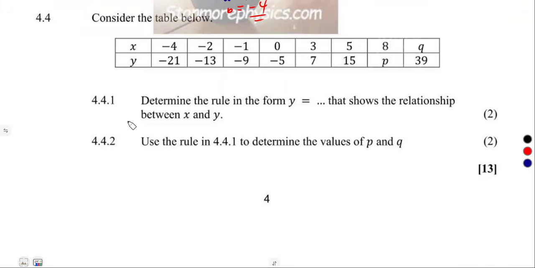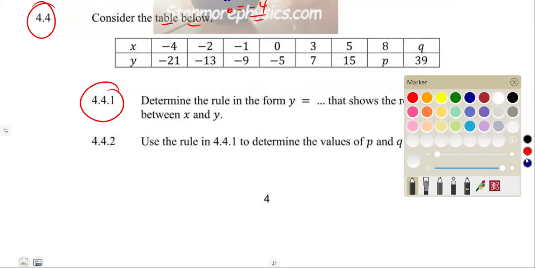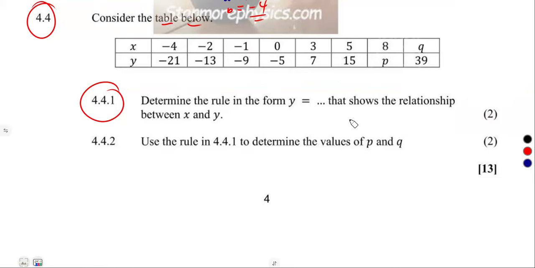All right, let us consider this one, 4.4. Consider the table below. 4.4.1, determine the rule in the form y is equal to, that shows the relationship between x and y. You have to be careful when you're given this type of question, guys. These are mixed values on the input and output, and as they are mixed, do we have consecutive values? A rule is obtained from consecutive values, the ones that are following each other.